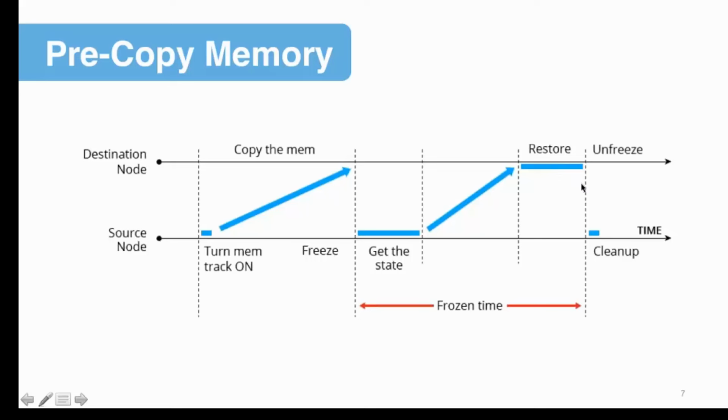At that time, when the difference is small, the platform freezes the container, gets the rest of the state, migrates it to the destination node, restores it, and unfreezes it. And again, there is a little time frame for cleanup. The same, you can see there is a frozen time.